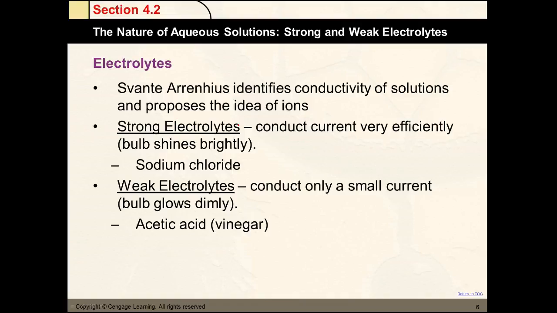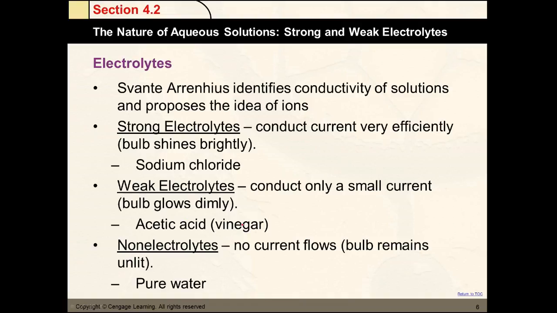We have strong electrolytes, and with strong electrolytes, they conduct current very efficiently. So if you were to run a light bulb through with an electrolyte as an intermediate, that light bulb would shine very brightly because it conducts electricity very well because it's a strong electrolyte. An example of this would be sodium chloride, or lots of ionic salts would be strong electrolytes. Weak electrolytes, they only conduct a small amount of current, so your bulb would light up, but it would not light up very much. And an example of this would be acetic acid, also known as vinegar.